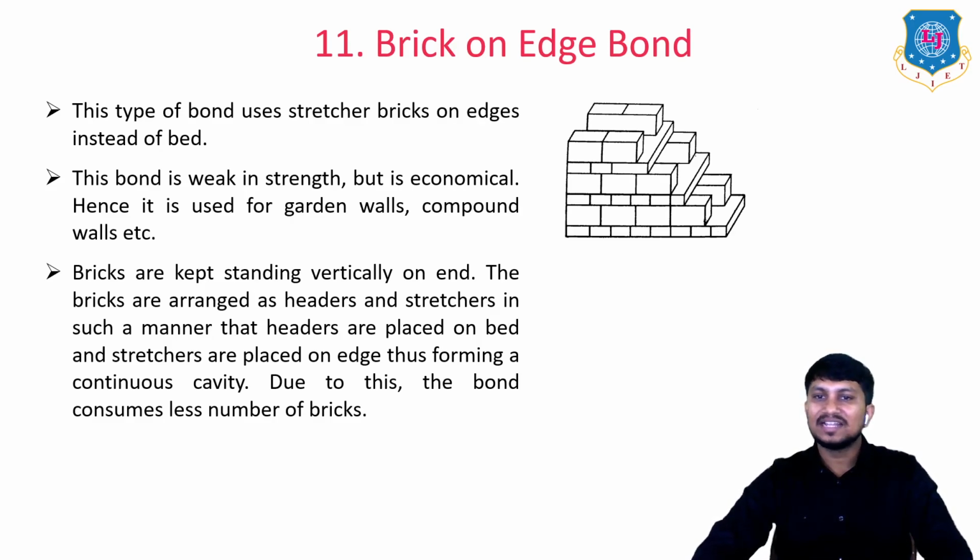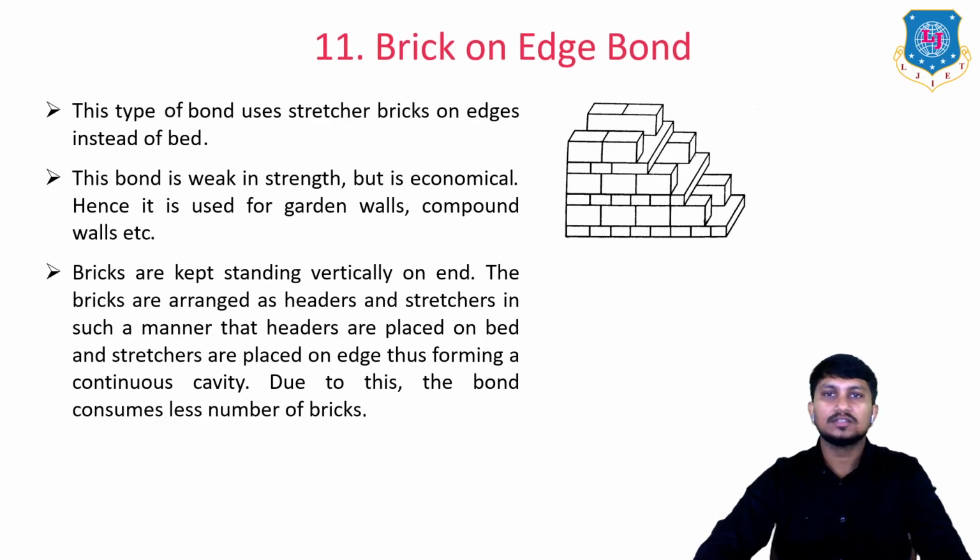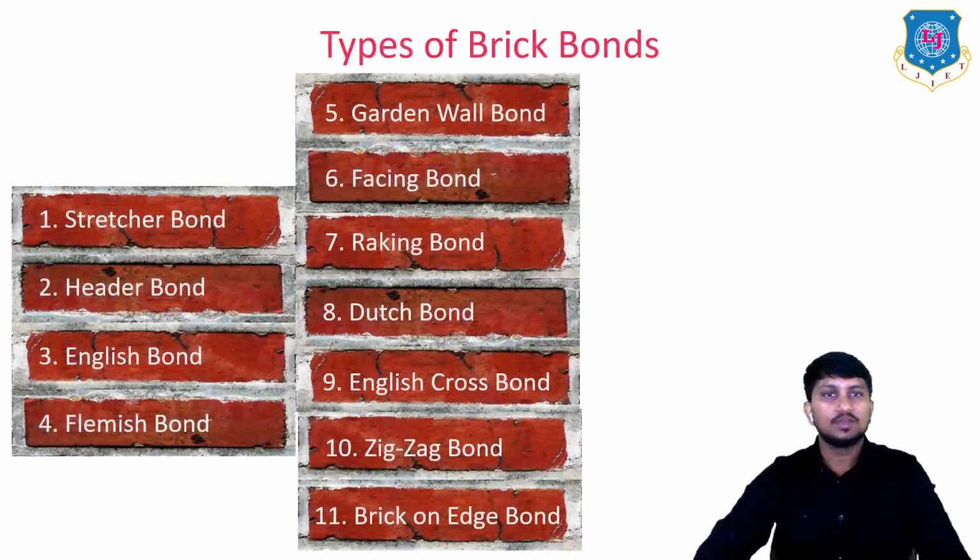The bricks are arranged as headers and stretchers in such a manner that headers are placed on bed and stretchers are placed on edge, thus forming a continuous cavity. Due to this, the bond consumes fewer bricks than the other bonds. Okay, you can use this type of bond where there is no load provision on the top of the wall. Okay, that's all about the various types of brick bonds.